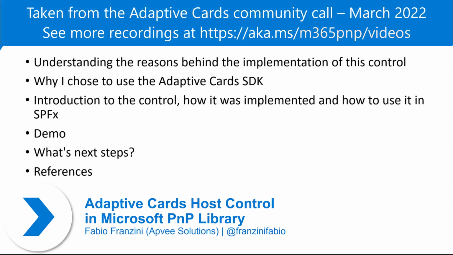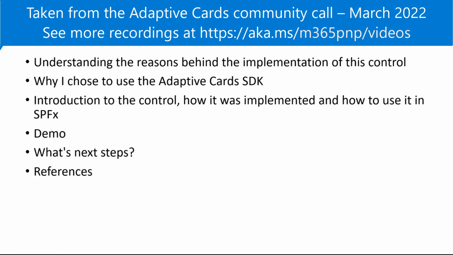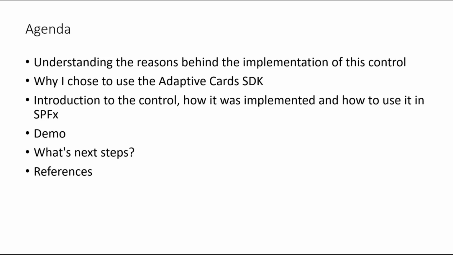First of all, I want to show you and talk about the reason behind the implementation of this control and why I chose to use the Adaptive Card SDK. Then I'll show you just an introduction of the control, how it's implemented, and how to use it inside the SharePoint Framework. Of course, I'll show you a simple demo and the code of the control. And in the last part, I'll show you the next steps for this control and the next controls that we'll implement inside the same PnP React library.